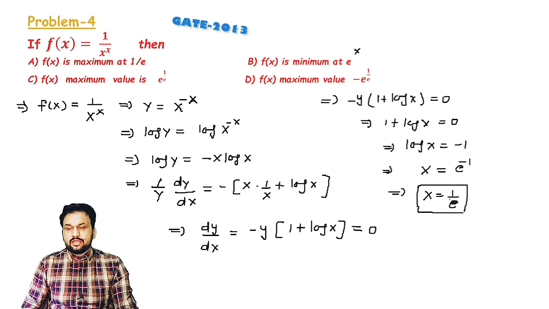Now it's time to find out whether this point is a maximum or minimum. So either you can calculate the double derivative, like f double dash x, and we will substitute this value in f double dash x. We can calculate it easily. So let's see how we can calculate the double derivative. Let's see.